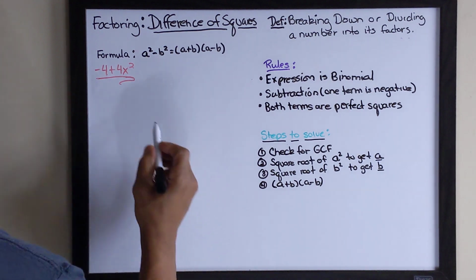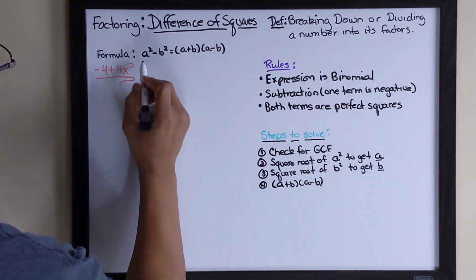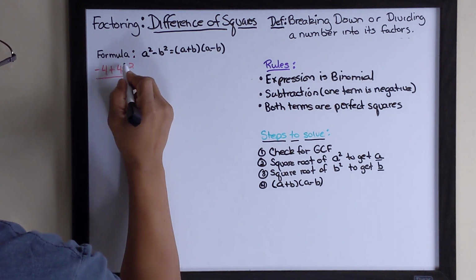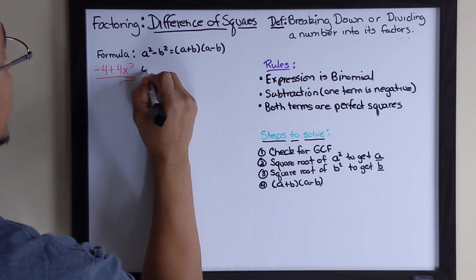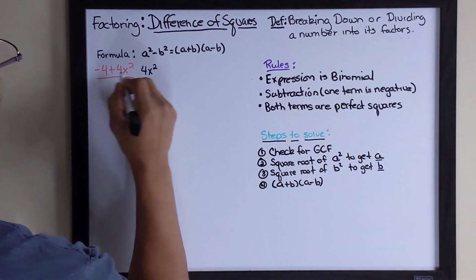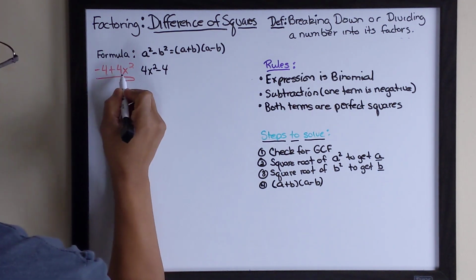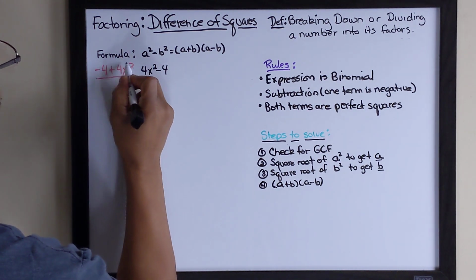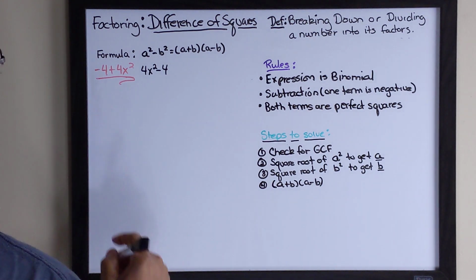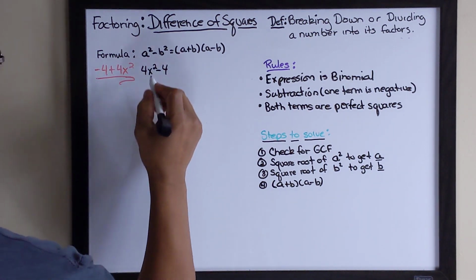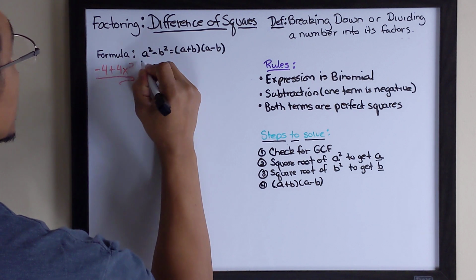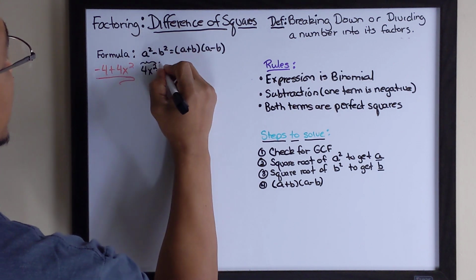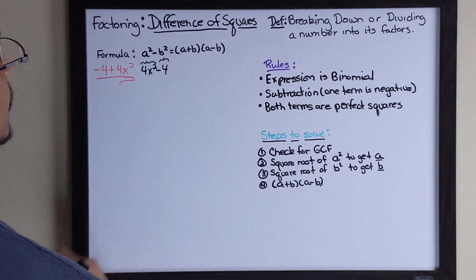Now, this does not look like a subtraction, and it's not in this form. So we're going to rearrange this so it's in this form right here. 4x squared is our positive, so we're going to write that here. Minus 4. All I've done is switch these places. But a negative 4 is still a negative 4, and positive 4x squared is still positive 4x squared. So, if we look, this a squared is represented by 4x squared, and this b squared is represented by 4.